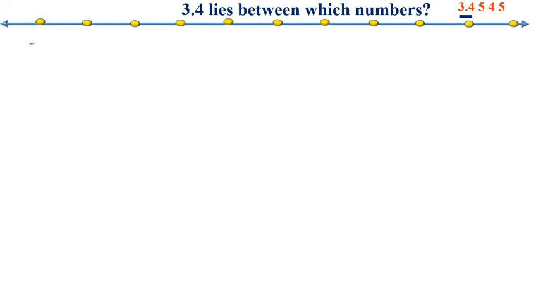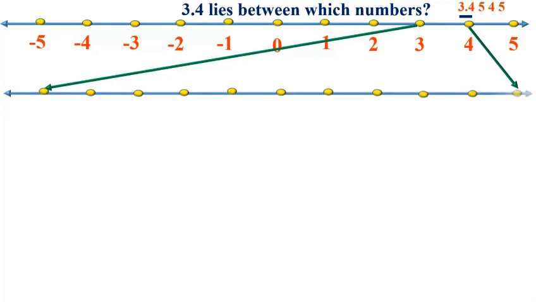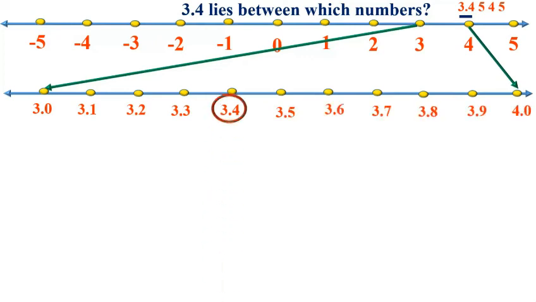First we shall see where 3.4 lies. 3.4 is greater than 3 and less than 4. So we divide the portion between 3 and 4 into 10 equal parts. Now complete the number line. Now you can see where 3.4 lies.